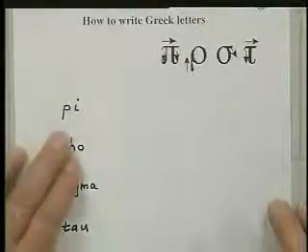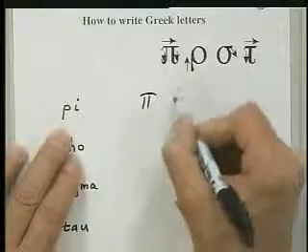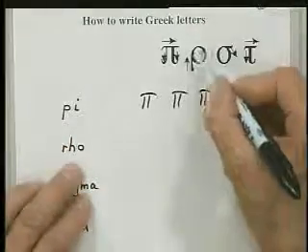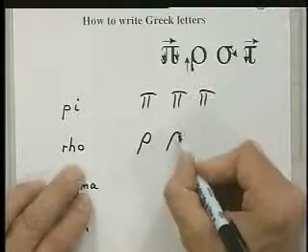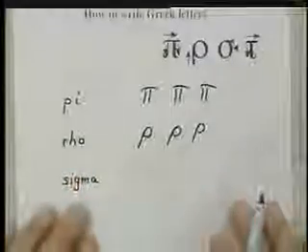In terms of engineering, it's hardly used. Pi, of course, is probably the most famous Greek letter, right? Just two lines and a hat. Rho starts from the bottom and loops around. This is often used for atmospheric density.